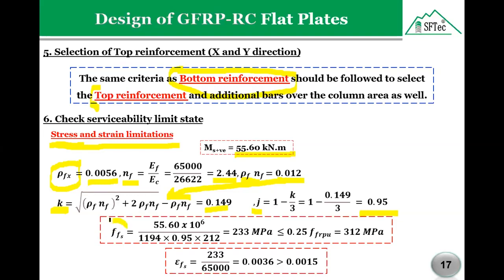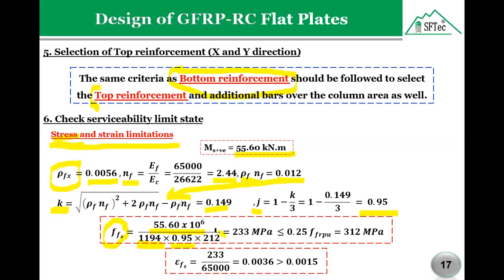So here in this equation, we are going to calculate the stress. FFS here is the stress in the bar under full service loads. So by substituting with the moments, and here is the area of reinforcement, AF. Here is J, which is the lever arm.